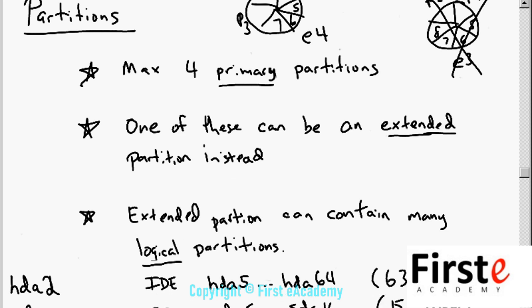If you have an IDE disk, you can have a total of 63 partitions on your disk, and for SCSI disks, we have a total of 15 partitions, and here I've listed out the labels for the logical partitions on each of these disks.